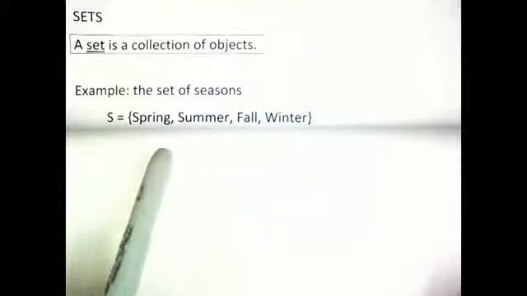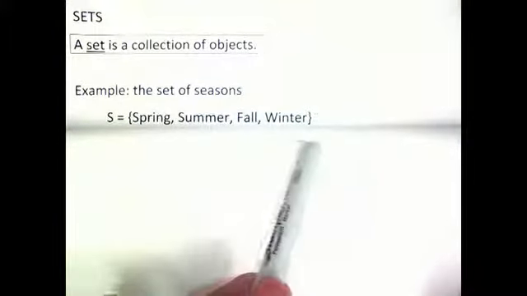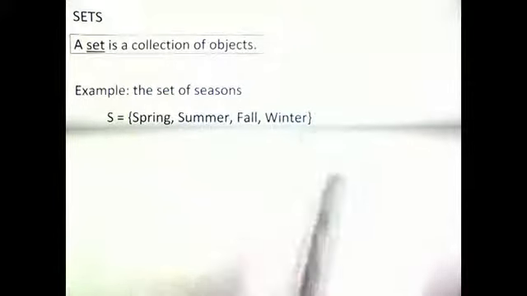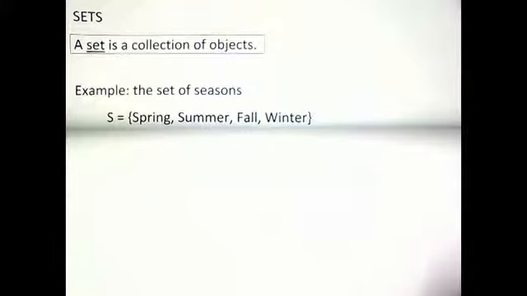Notice that I've written them in a certain way. They have commas between them and they're enclosed in braces. That is standard set notation. The objects are separated with commas and enclosed in braces. We can also give the set a name so that it's easier to refer to it. So I might call that set S. Reminds me of the word season.